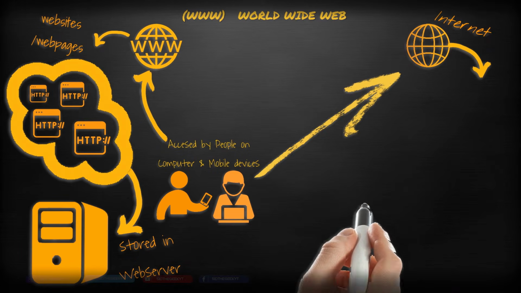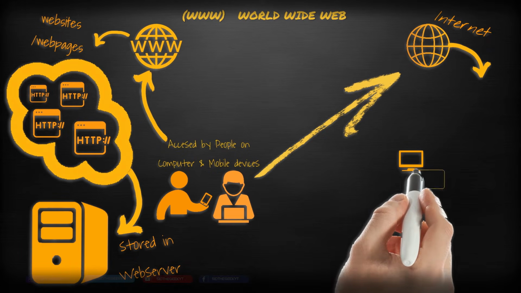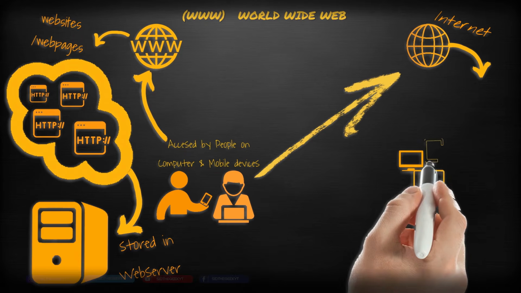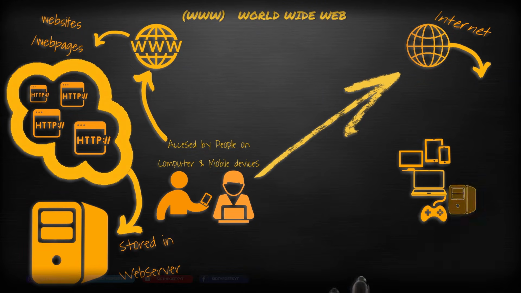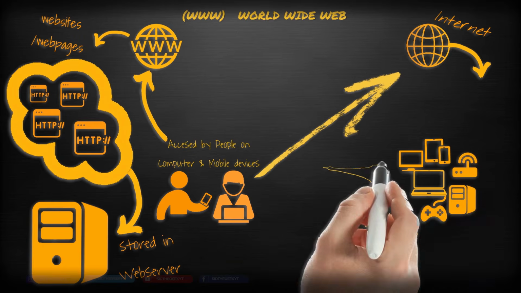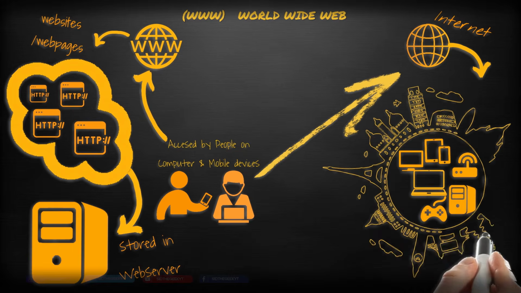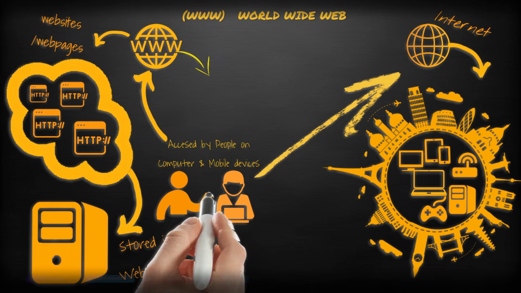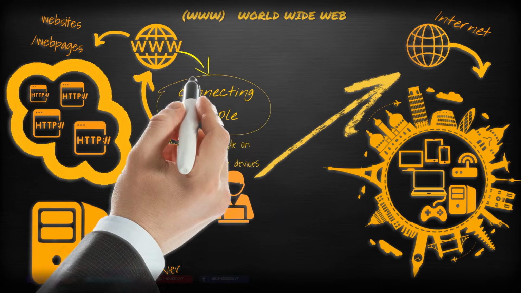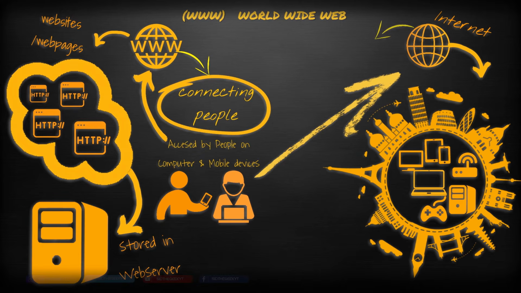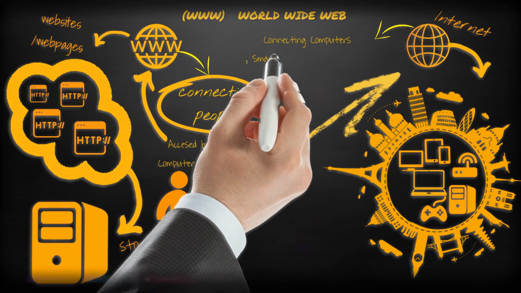The internet, on the other hand, is not the same as the web. Internet is the network of computers, laptops, smartphones, tablets, and tons of other devices all over the world. So the web is simply connecting people, while the internet is connecting computers and devices.